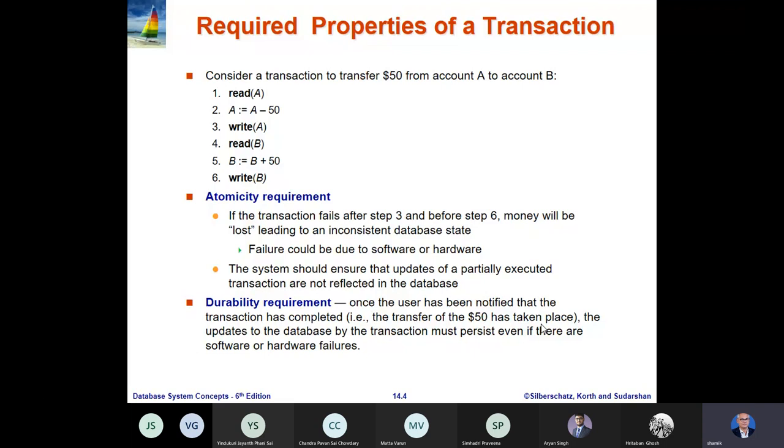The other is durability, which is that once the user has been notified that the transaction has completed, suppose A's account holder is transferring 50 from his or her own account A to somebody else's account B. After the transfer takes place, with all these 6 instructions completed, of course this account holder will get a message that $50 was successfully transferred to B. And once that is done, the durability property requires that if the system crashes afterwards, and we'll talk about what is meant by system crash, then it should not be the case that the history of those $50 is lost, or that the user will have to carry out that same transaction again. So that is what is meant by durability.